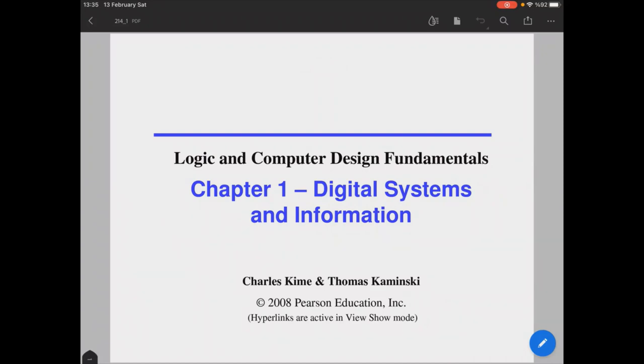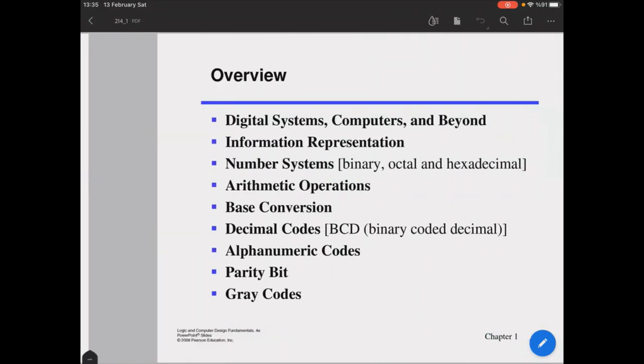In this session, we're going to talk about the basics of digital systems and information. So let's start.